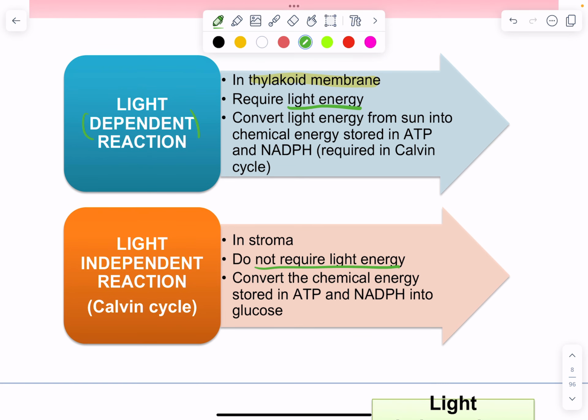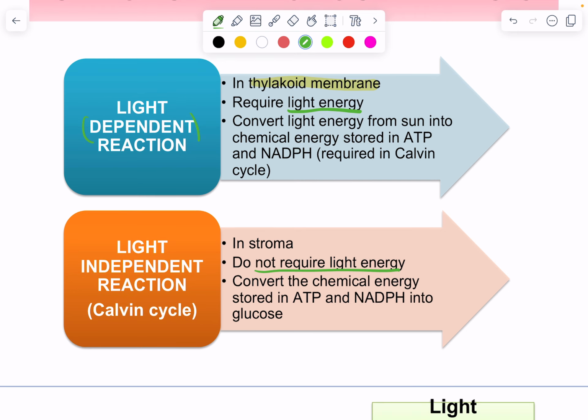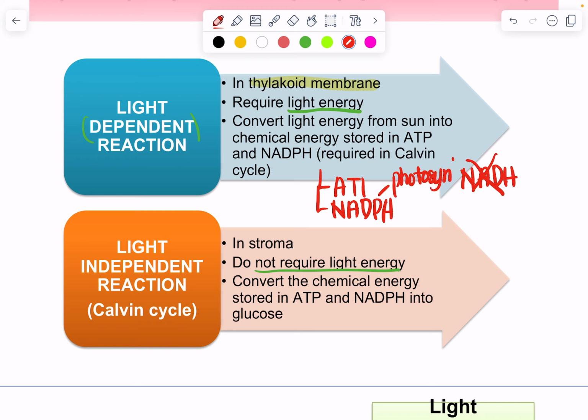Another difference between light-dependent reaction and light-independent reaction is, please remember this, light-dependent reaction will produce two substrates, which are ATP and NADPH. In the previous chapter, we had NADH, but in this chapter, we don't use this. We have NADPH, P for photosynthesis. That is why it is very crucial for light-dependent reaction to occur first, and then just after that, they can go to Calvin cycle.